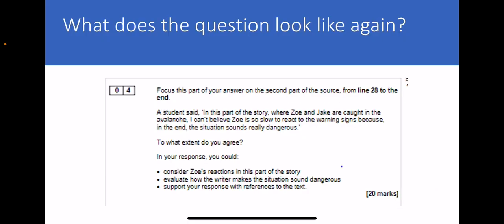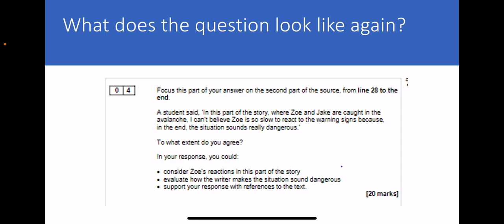So just a reminder of what the question looks like again. This is the question from your mock before Christmas, where you read about Zoe and her husband on the mountain and there was a big avalanche. So question 4 says, focus this part of your answer on the second part of the source from lines 28 to the end. Then you get this statement from a student. A student said, in this part of the story where Zoe and Jake are caught in the avalanche, I can't believe Zoe is so slow to react to the warning signs because in the end, the situation sounds really dangerous.